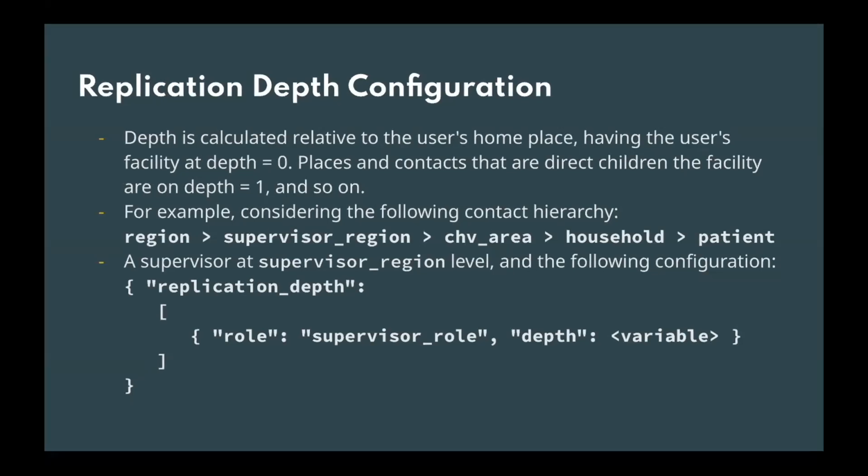So if we consider the example that Jennifer just talked about of a region, a supervisor region, and then onwards to a community health volunteer area, a household, and finally to a patient at the lowest level, then for a CHV supervisor who is assigned a region and is in charge of several community health volunteer areas, we'd have something like that code snippet that I'm showing there. So it basically specifies the role and then the depth, which is a numeric value, and takes on 0 all the way to the maximum depth that is possible as per the settings that you have.